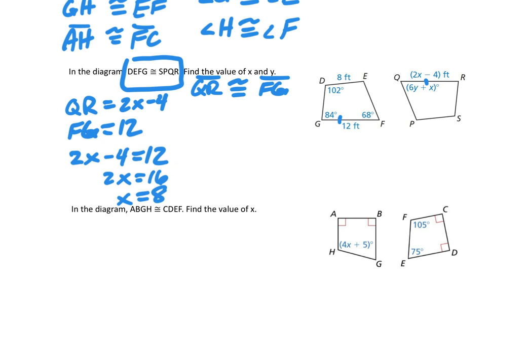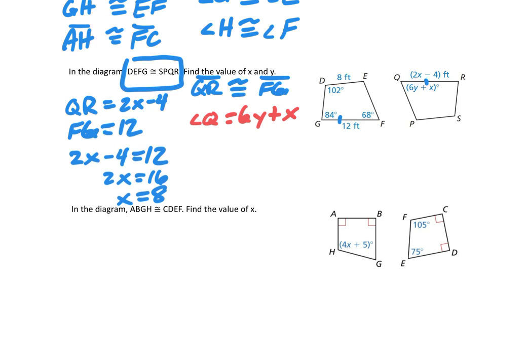Which one? Q, yeah. So angle Q is 6y plus x. Okay, what angle does Q match up with? On the first figure. Q is the third letter in this one. F is the third letter in this one. Okay, third to third. That's all it takes. Match up whatever place they're in. If it's the third letter in the statement, it matches up with the other one.